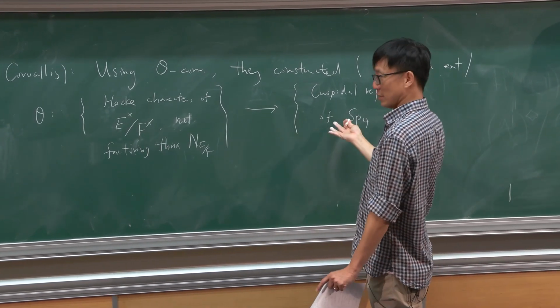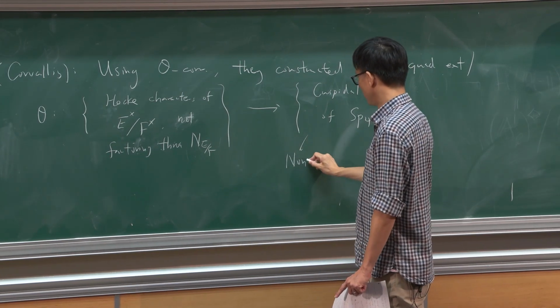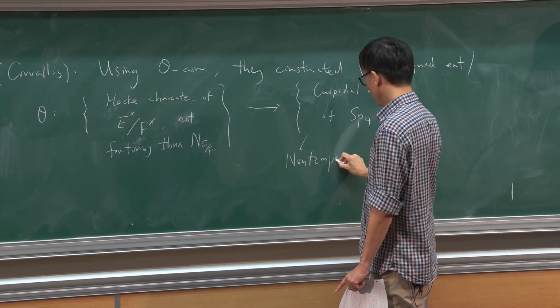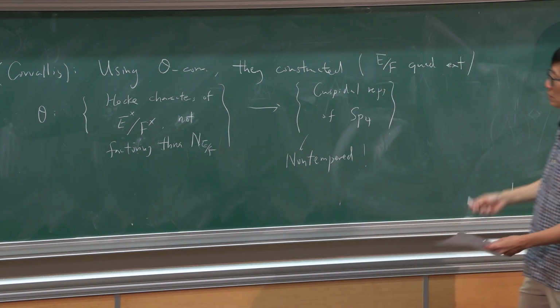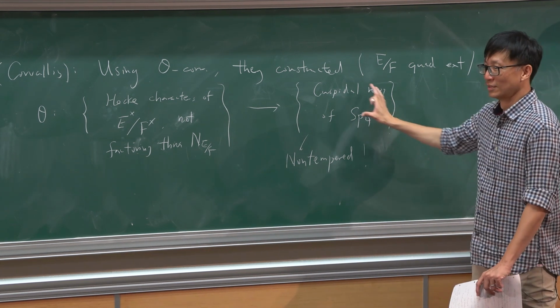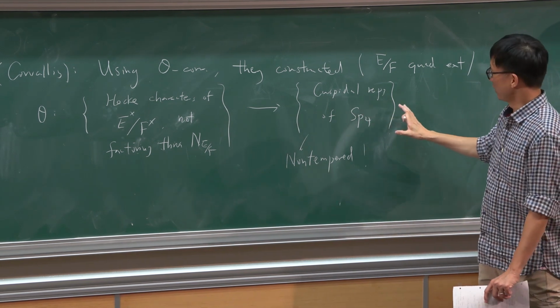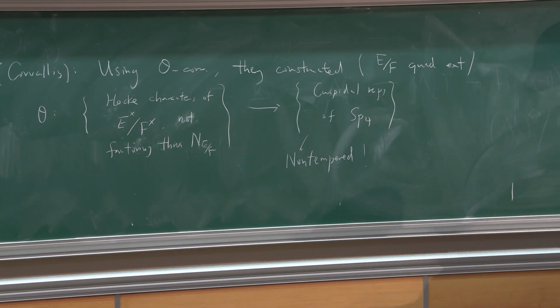But the point was that the cusp forms they get here are non-tempered cusp forms. Okay, and these are counterexamples to the Ramanujan conjecture, because I guess even at the time of Covalis, the general belief was that every one of these is tempered. So this was quite a surprise at that time.